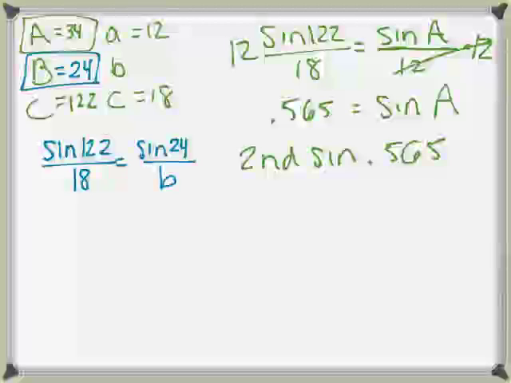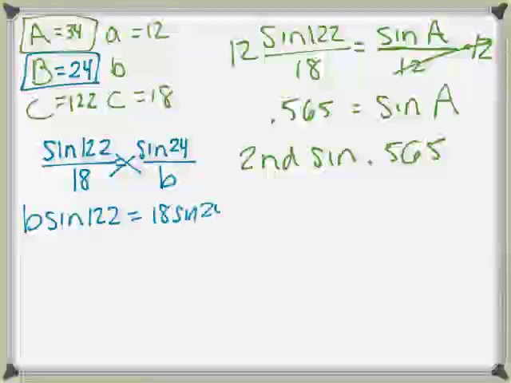Okay, so I set up the original pair of C, and then now I'm going to use that 24 to find the one last missing thing, the B. Cross multiply as we did in the first example, so I get B sine 122 is equal to 18 sine 24. And divide by what is with the variable. 18 sine 24 divided by sine of 122 gives what for side B?